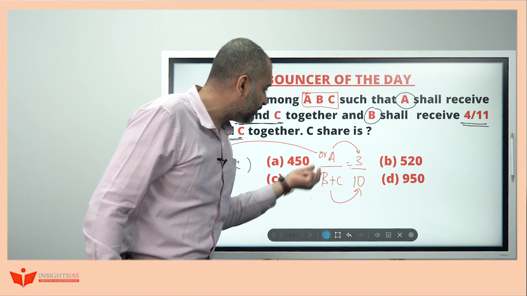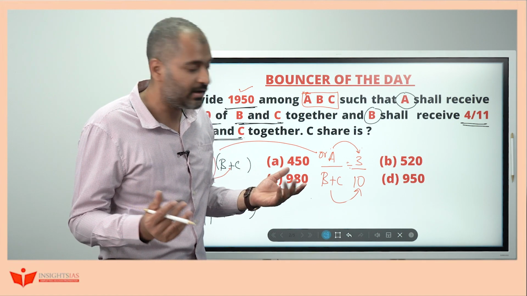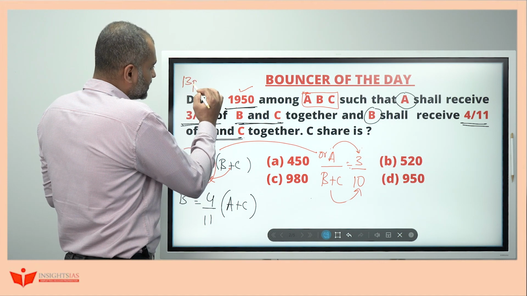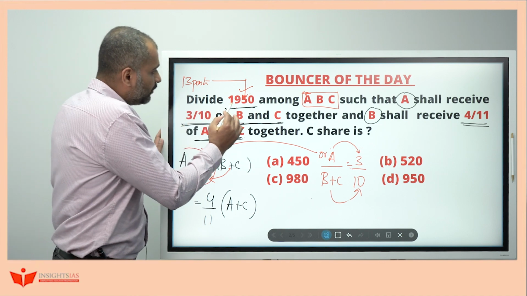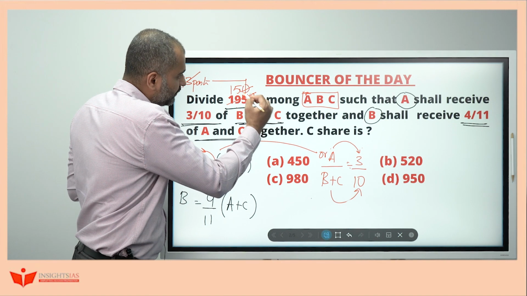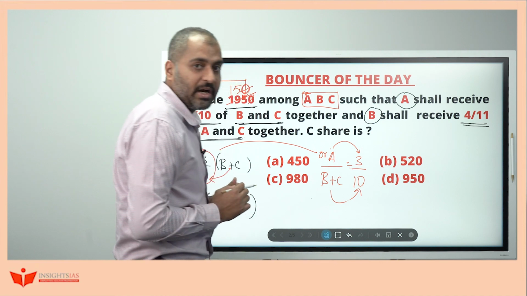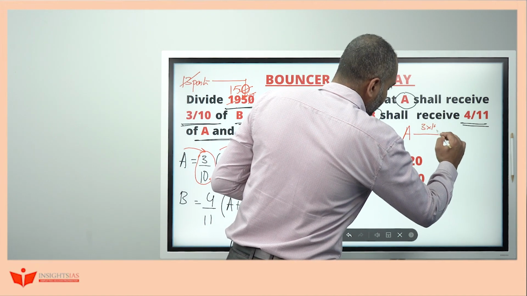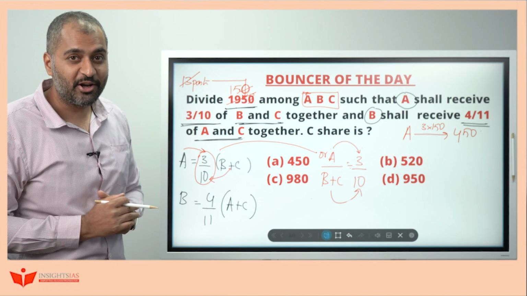Only 3 people are there, A, B, C. If you add A plus B plus C, that is 13 parts, or else you can take 13x also. I am dividing this given amount into 13 parts now. It doesn't make any difference. If you divide 1950 into 13 parts, one part is 150. So, one part value is equal to 150, and A is getting 3 parts, that is 3 into 150. So, totally A will be getting 450. We got the share of A.